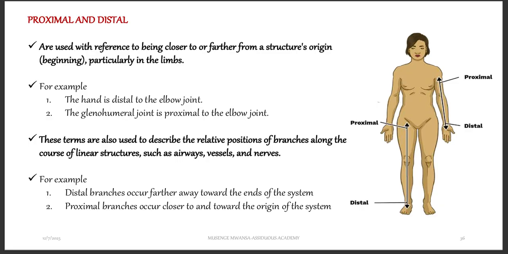Does it make sense on proximal and distal? Are we okay?